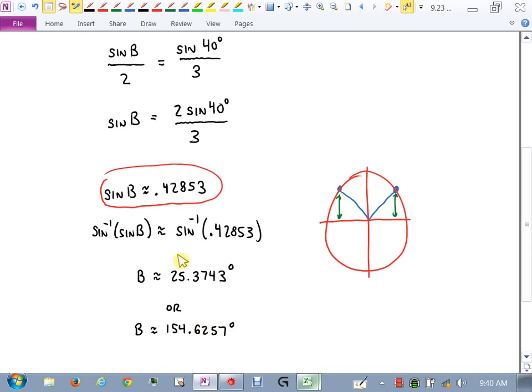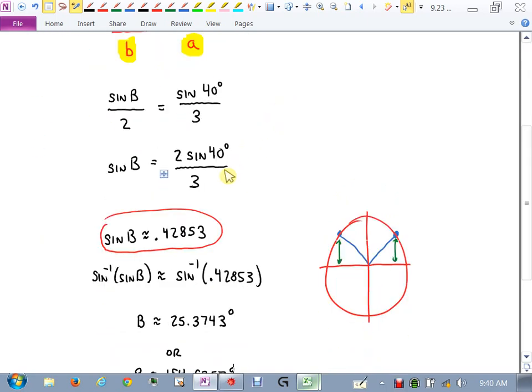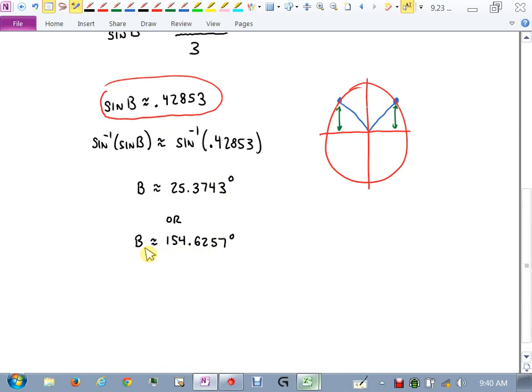Well, hold on. Go back up here. What was A? 40? Could B be 154? No, because then both those angles together would add up to be over 180 just by themselves, right? Which is not allowed. So we will throw this one out because it's too big. But that's not always the case, so you must check them. You must make sure that that's not happening. Understand? Okay, so we only have one possible answer here for B.